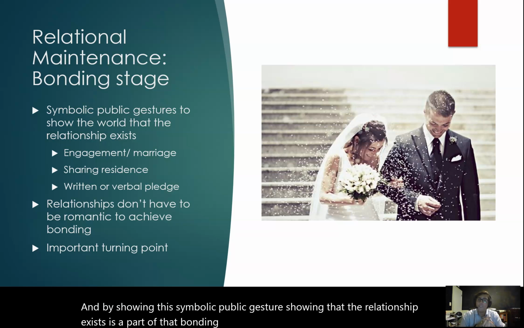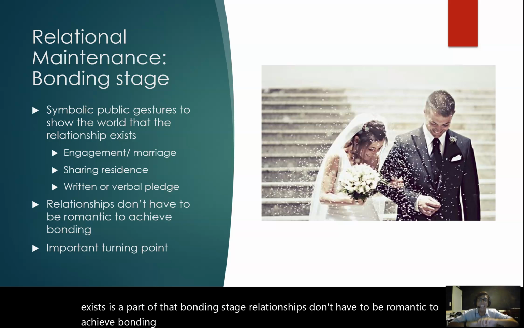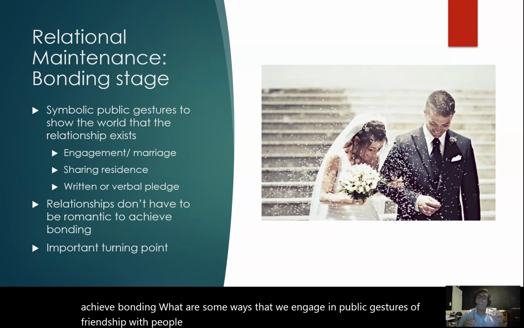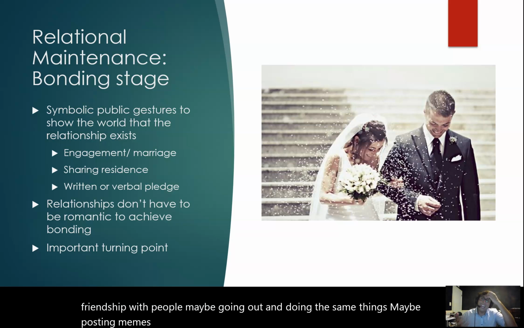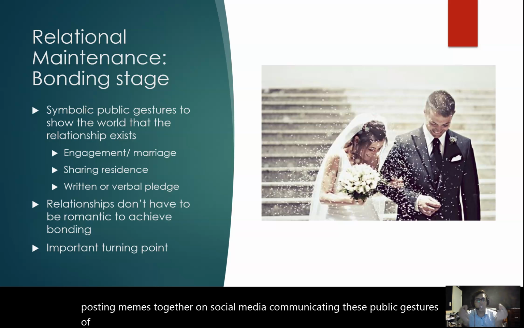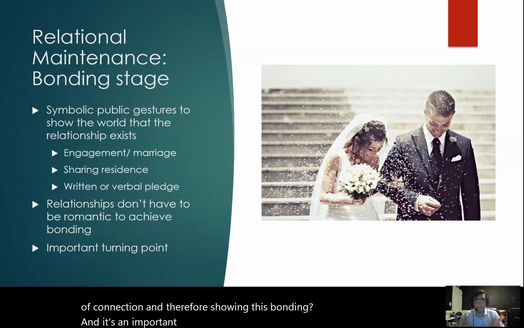Relationships don't have to be romantic to achieve bonding. What are some ways that we engage in public gestures of friendship with people? Maybe going out and doing the same things, or posting memes together on social media, communicating these public gestures of connection and therefore showing this bonding. And it's an important turning point in the relationship.